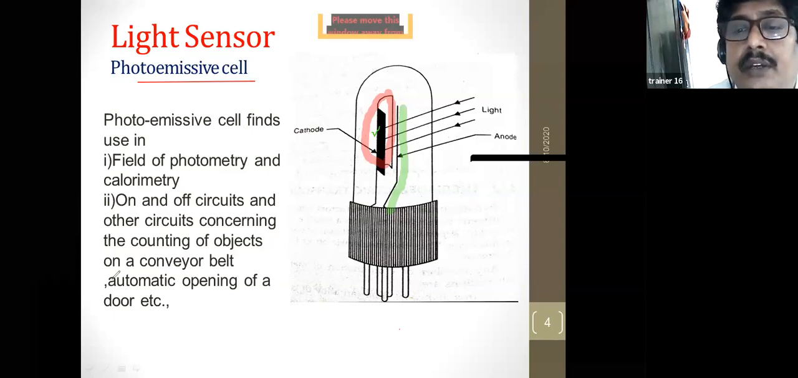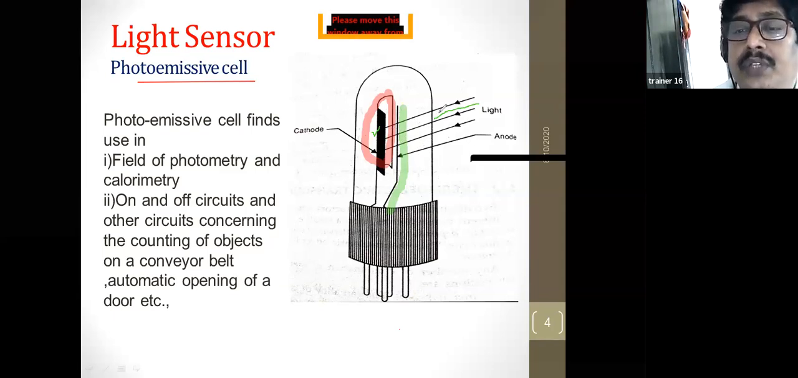When the cathode is there, it emits electrons. Those electrons are captured or received by the anode, which is a thin material. Here, this is a light source, right? When the light source is incident on the cathode material, automatically the electrons are released. Those electrons are attracted towards the anode.